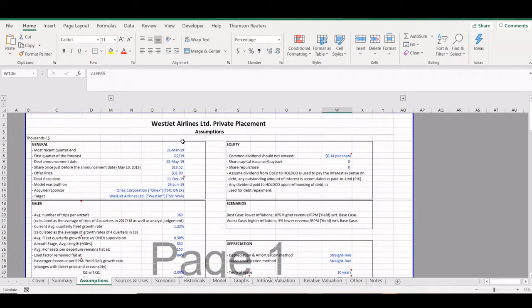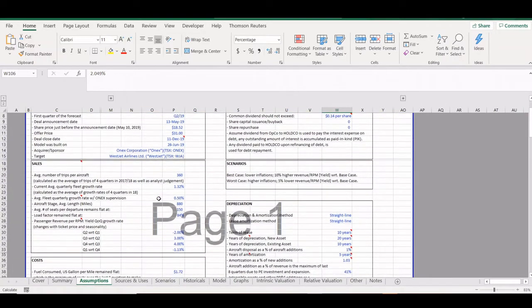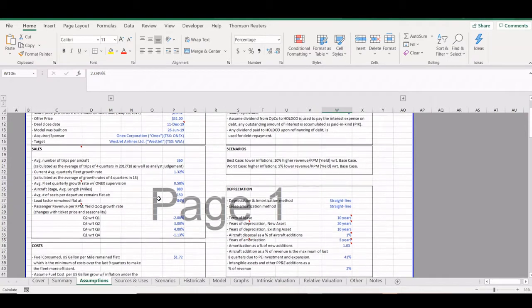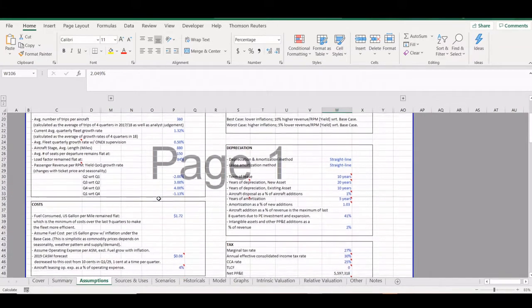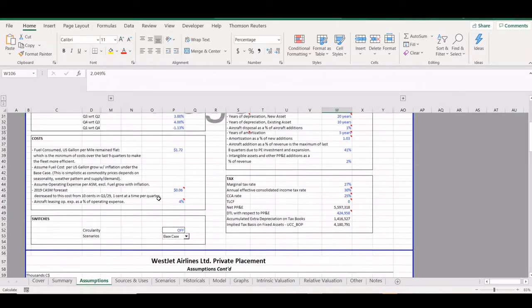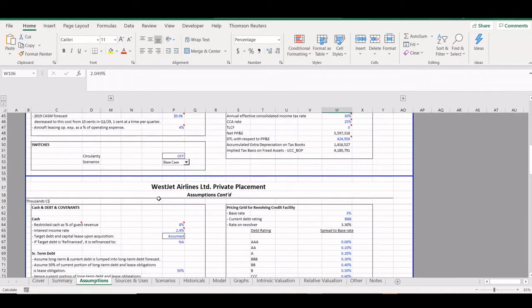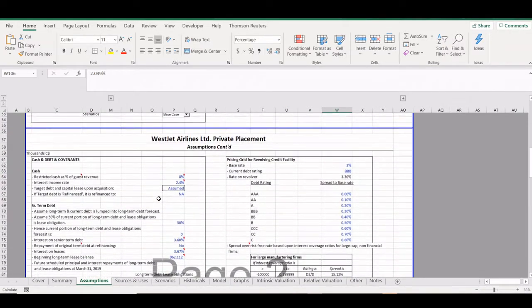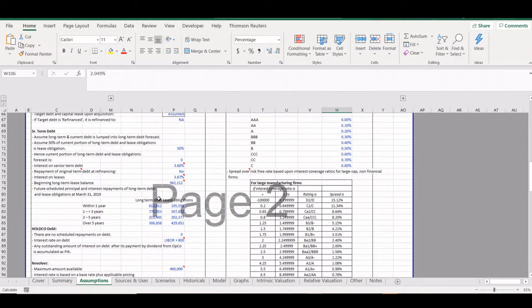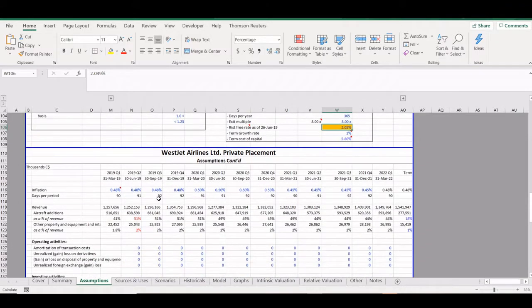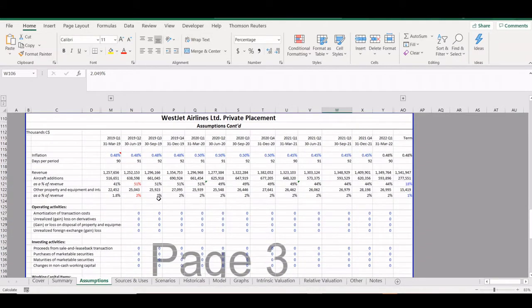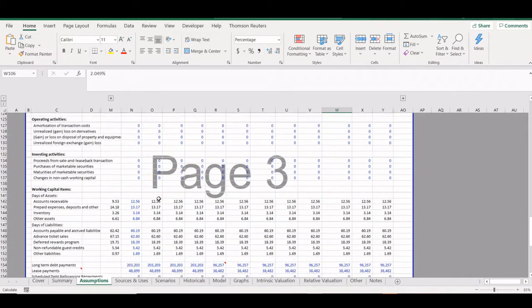The assumptions tab includes all the inputs to the model for the purposes of the transaction, as well as the valuation and three-statement financial model. It includes assumptions with respect to sales, scenarios, costs, depreciation, tax, as well as the switches used in the model, debts and pricing grids, ratings, valuation inputs, as well as other inputs used for the purposes of forecasting the three statements.